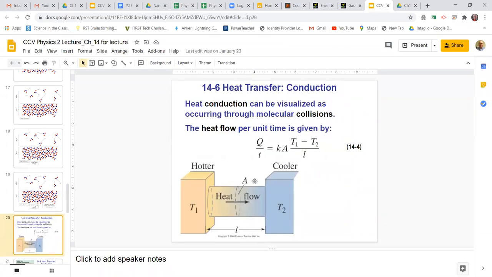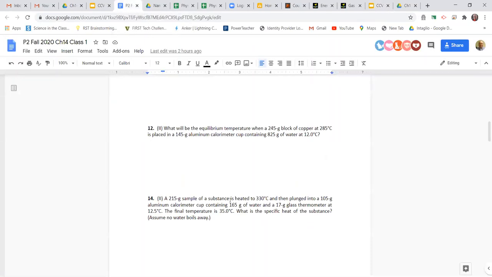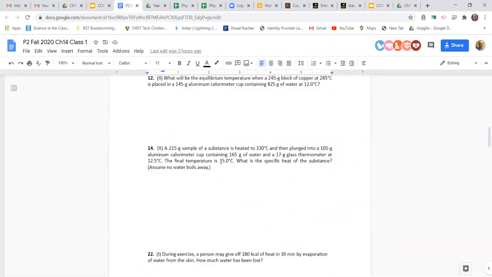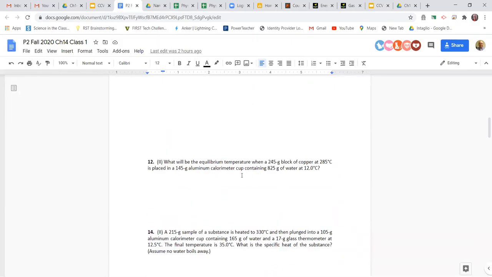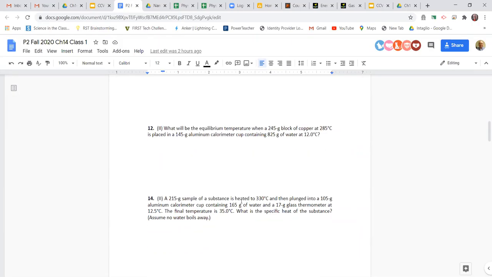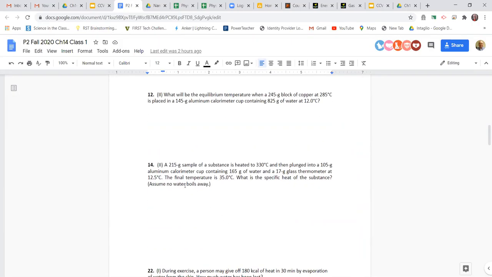Okay, so that's the end of the new notes. And what I'd like to do now is to take a look at a couple of practice problems for this. So we looked at this calorimetry one right here, and the answer you shared in the chat was correct, of course. Taking a look at number 14, it talks about a mystery substance heated to 330 and placed in a calorimeter cup that has water and also has a glass thermometer.